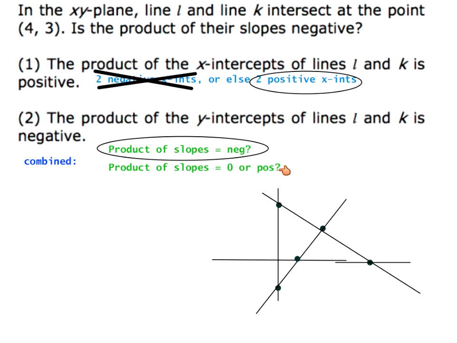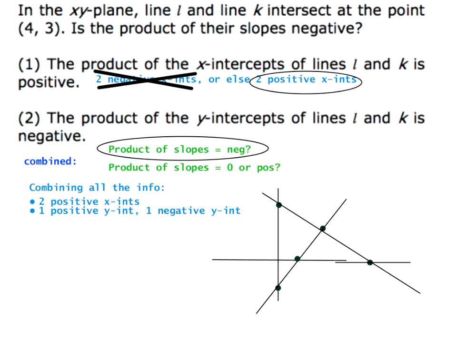We're trying for this. Let's see if we can get this. But let's see what we've got. There's a lot of information here, right? You have two positive x-intercepts, and you also have one positive y-intercept and one negative y-intercept. If you combine all the information, each of those lines has to have something like that, right? So we need one line with a positive x-intercept and positive y-intercept.